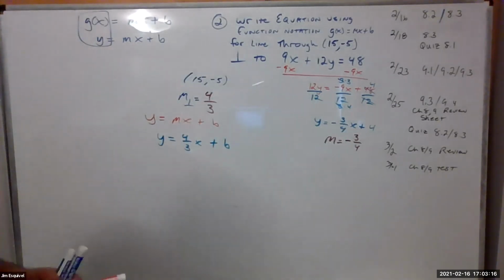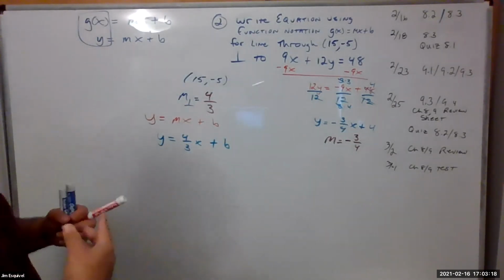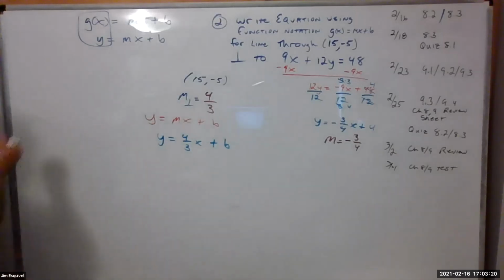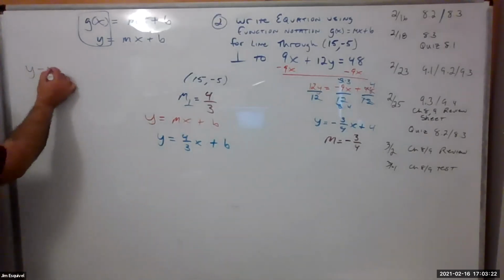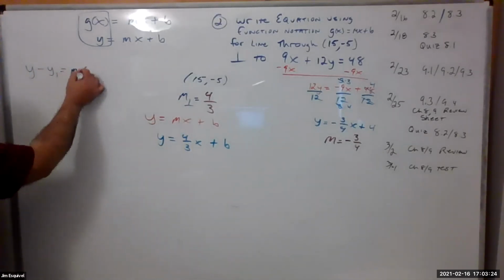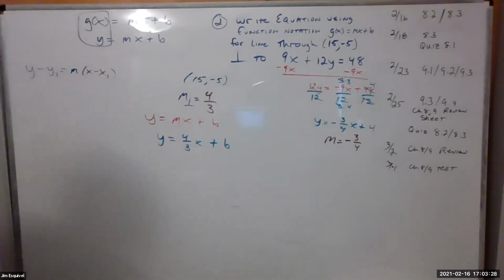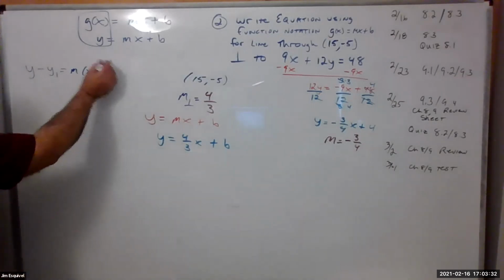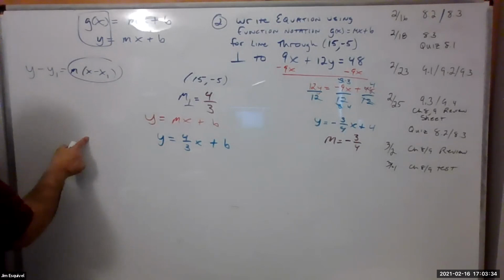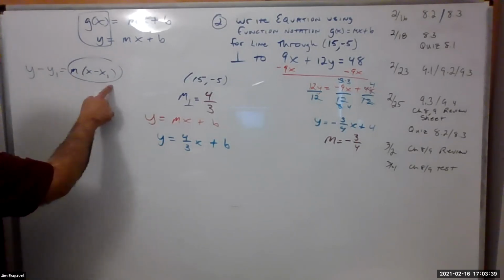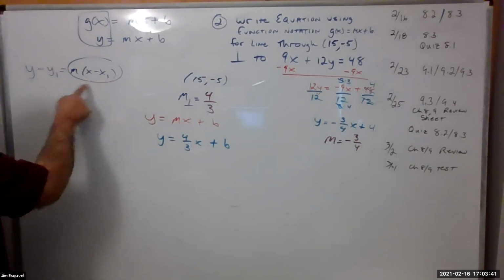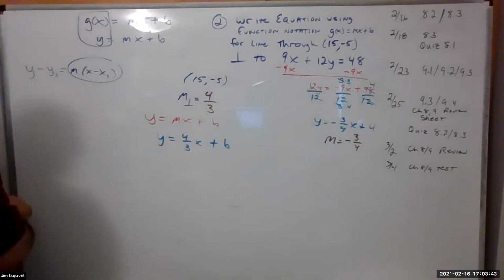And I noticed that there's quite a few of you that are using y minus y sub 1 equals m times x minus x sub 1. There's quite a few of you that are using point slope form, but you are not showing how this becomes the final answer. You're plugging everything in, but you're not showing the work on this side. And that's why you're losing some points.